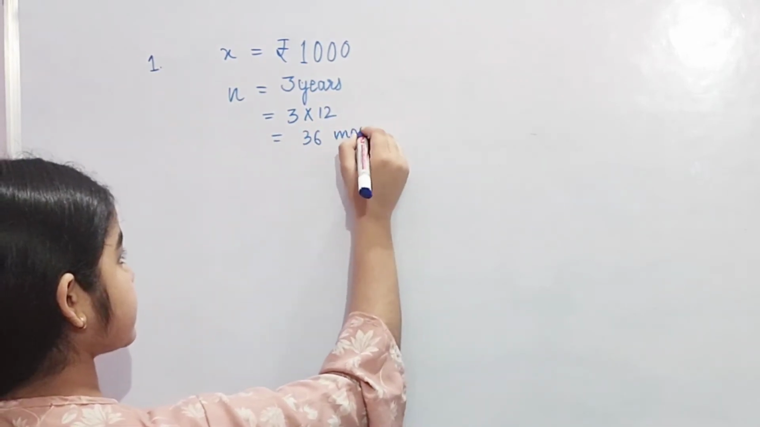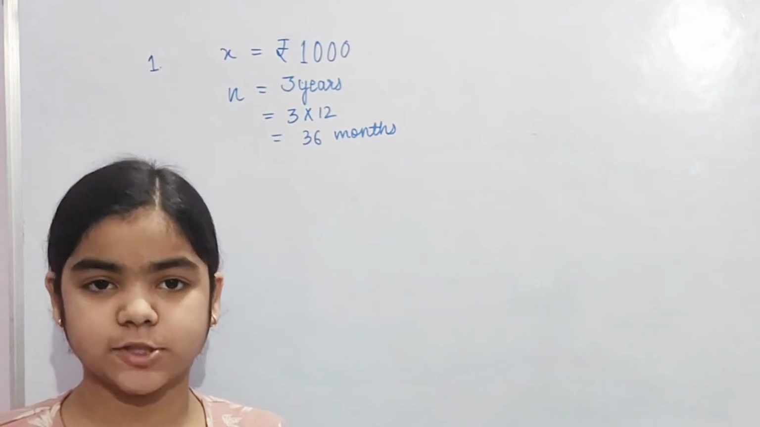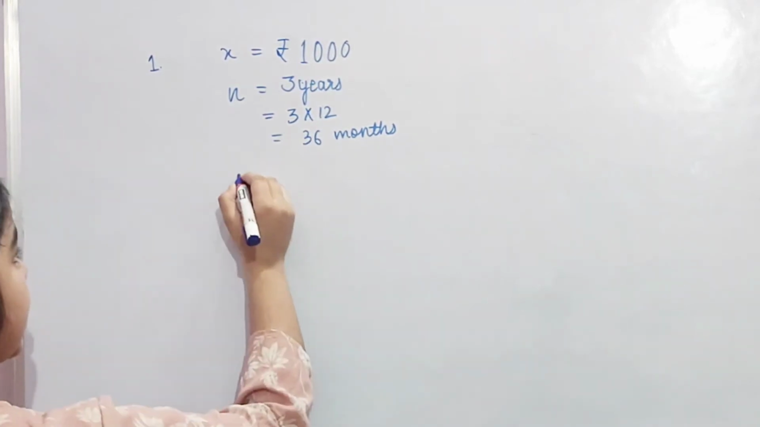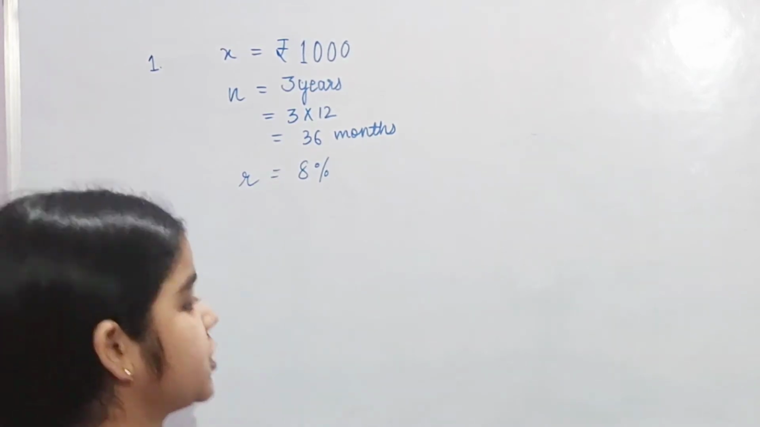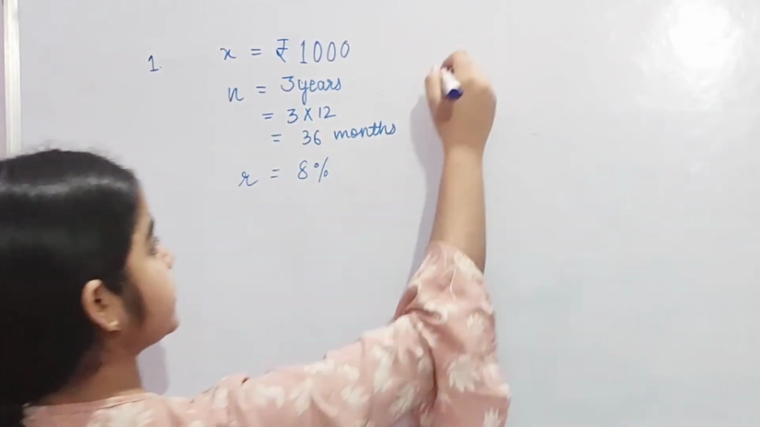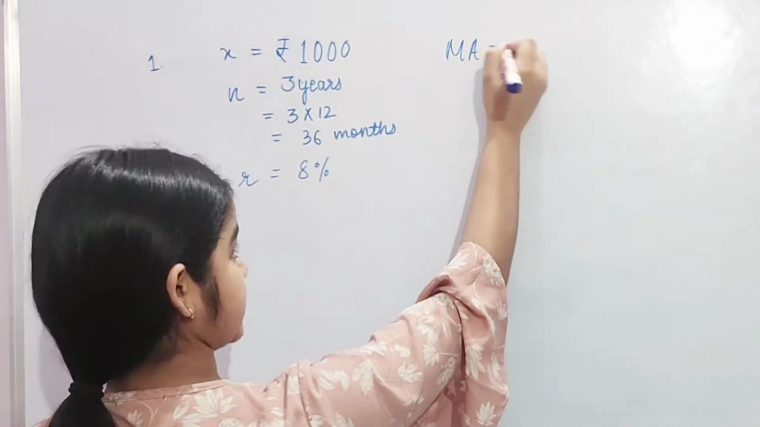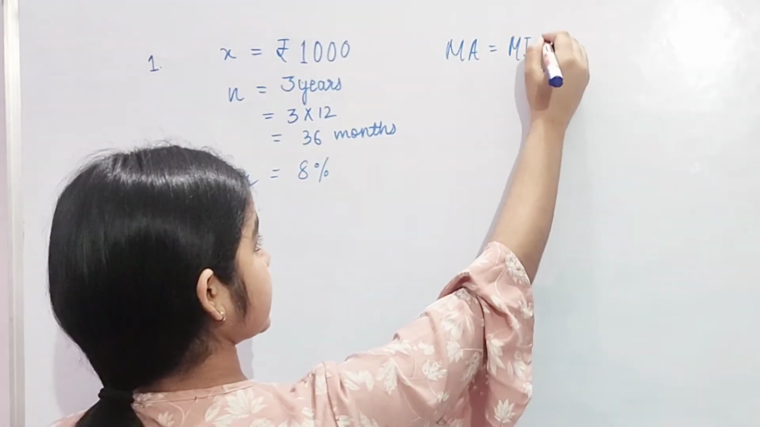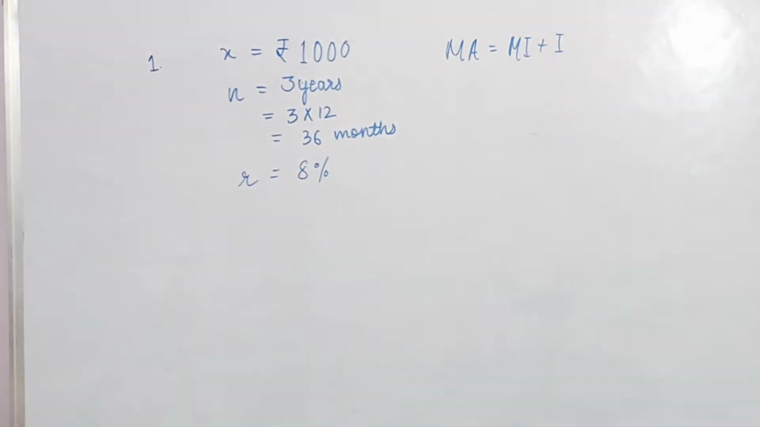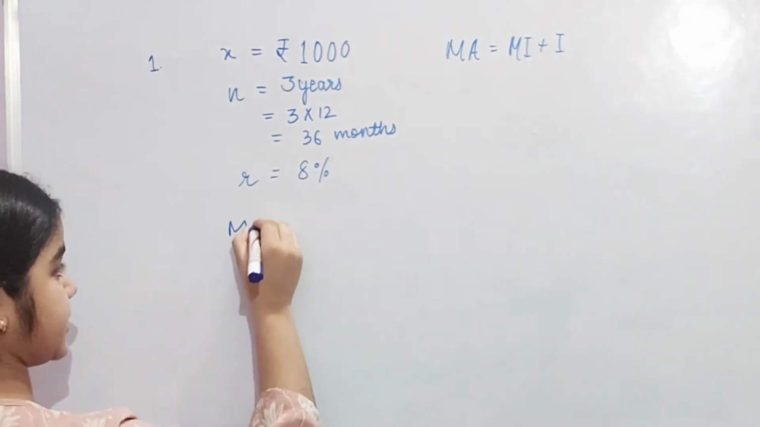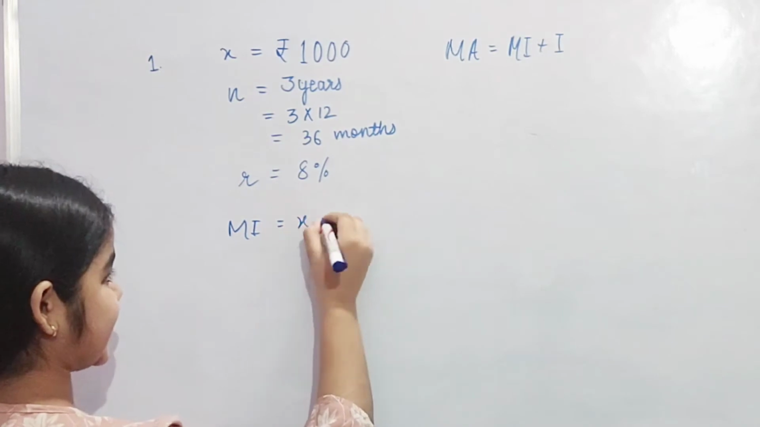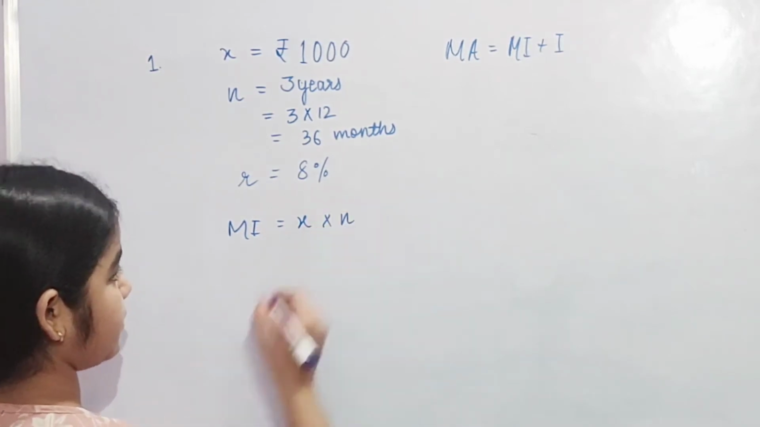36 months. Then we have the rate of interest per annum, that is 8%. We are supposed to find out the matured value or matured amount. So we already know that matured amount is equal to monthly investment plus interest. Now what do you require over here? First of all, you require monthly investment. And the formula for monthly investment is recurring deposit times the number of months.